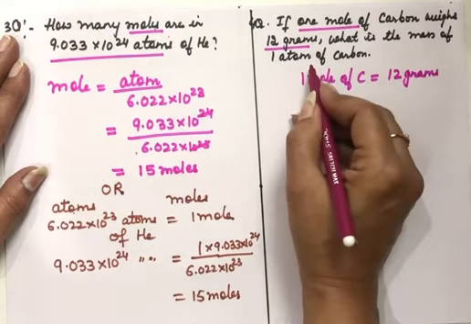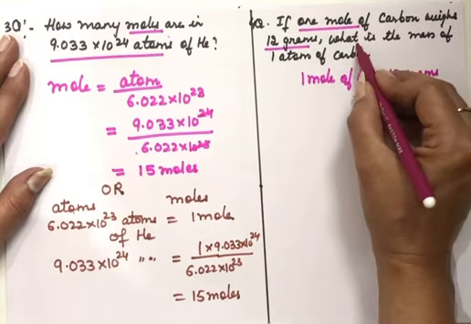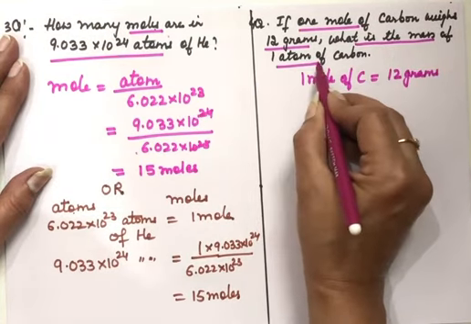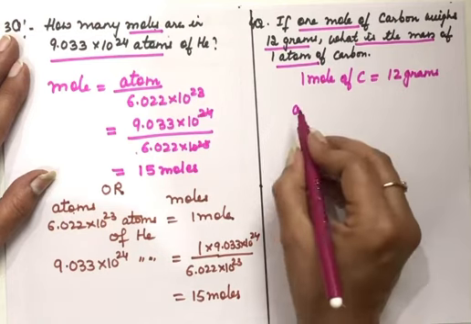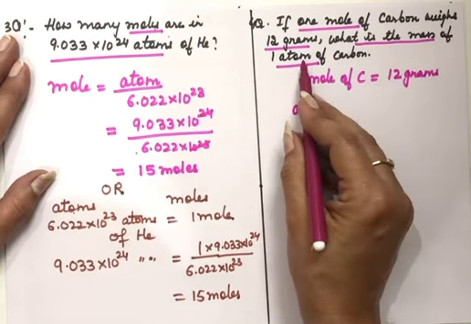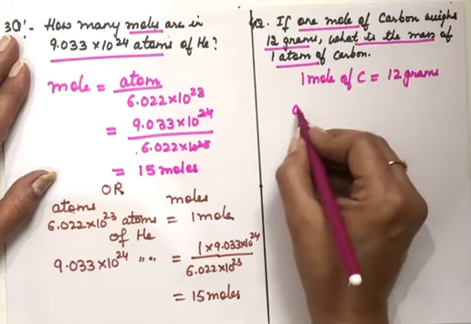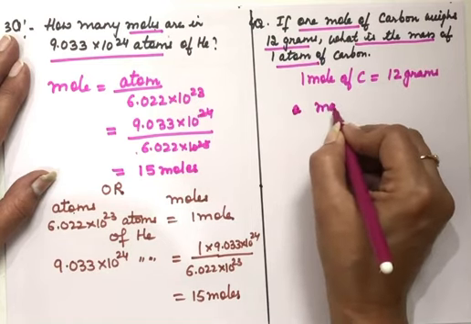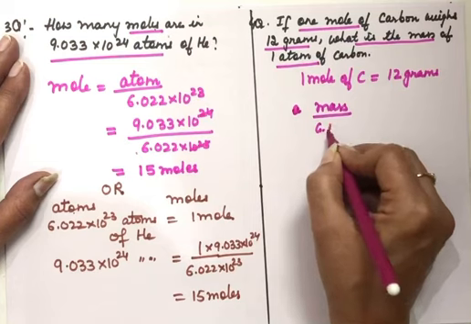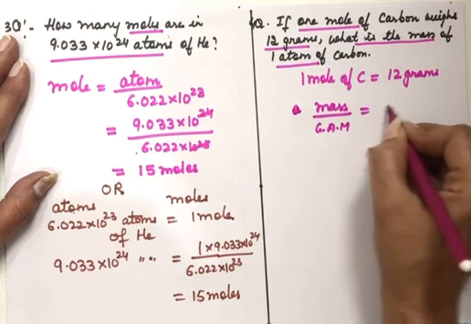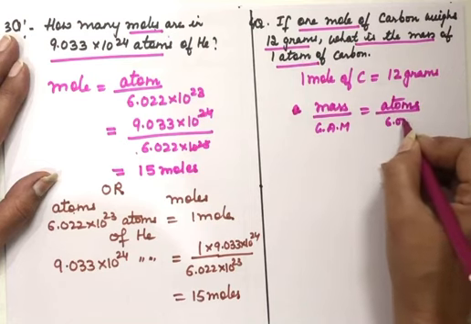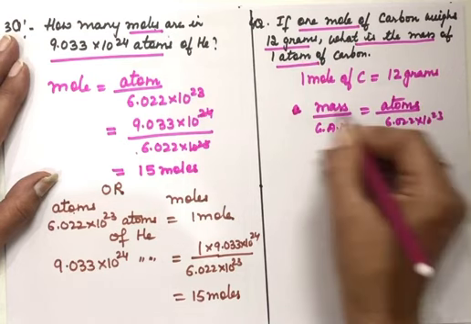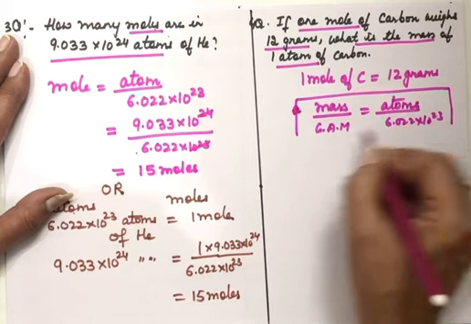What is the mass of 1 atom of carbon? So the question here is we have to find out the mass of 1 atom. Atoms are given here and we need to find out the mass. So the formula between atoms and mass is mass upon gram atomic mass is equal to atoms upon Avogadro number. This is the formula between the mass and atoms.